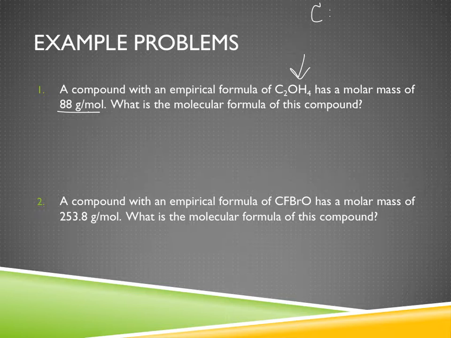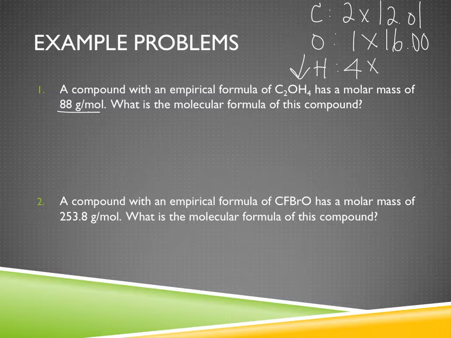So there's 2 carbons, so 2 times 12.01 plus 1 oxygen, so 1 times 16.00, plus 4 times 1.01. So we have 24.02 plus 16.00 plus 4.04. And that gives us a molar mass for this of 44.06 grams per mole.